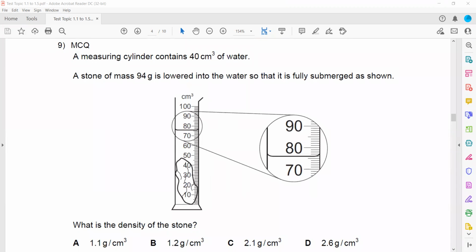Then in question 9, a measuring cylinder contains 40 cm cubed of water. A stone of mass 94 is lowered and it is completely submerged. So the volume of the liquid is 40, and the liquid plus object is 76. To get the volume of the stone, it will be 76 minus 40, which equals 36. Now to find the density, density is mass over volume. The mass is 94 and the volume is 36. So 94 divided by 36, we'll get 2.6.